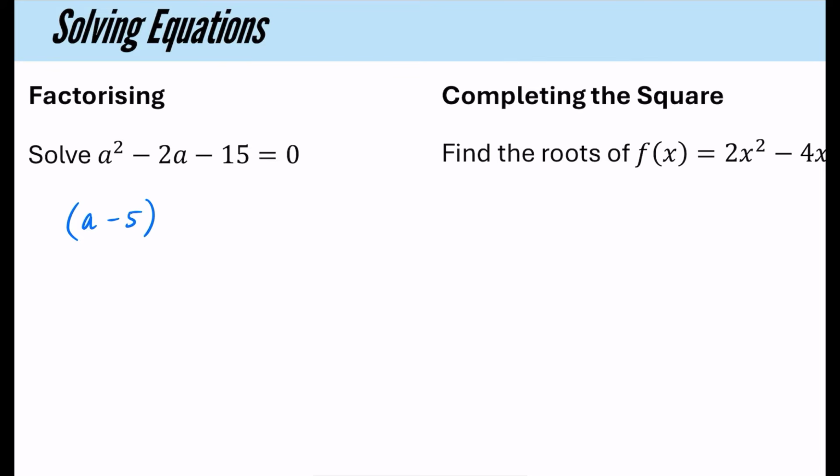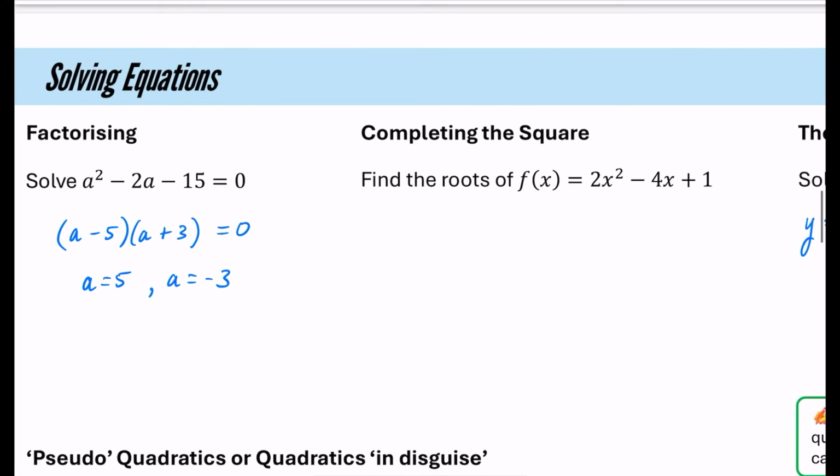We would have an a minus 5 and, oh my gosh, I almost did that wrong, an a plus 3, because minus 5 plus 3 is minus 2, and minus 5 times 3 is minus 15, and that's equal to 0. This should feel incredibly familiar from GCSE. So we have that a is equal to 5, or a is equal to minus 3. We should never write and, because a cannot be equal to 5 and minus 3 at the same time.